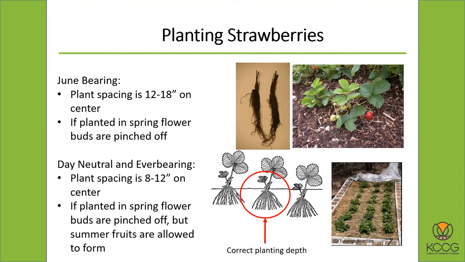And then here we have the proper planting diagram. You'll see that here it's planted too shallow. Here it's planted too deep. And here Goldilocks is planted just right. So just make sure that you have that crown right at soil level. You don't have a bunch of exposed roots and you're not burying the plant.